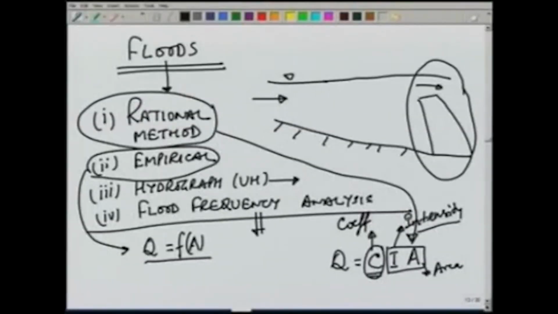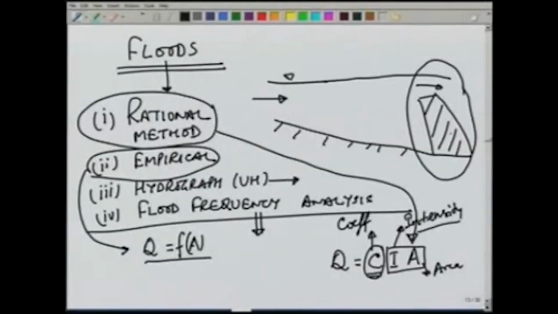Hydrograph method we have already looked at in detail, so we will not discuss it again. Flood frequency analysis is similar to what we did in the flow duration curve: we take the values of annual floods, arrange them in order, and based on that we can decide how frequent a particular flood is. So, we can find out a 100-year flood or a 50-year flood depending on the importance of the structure.